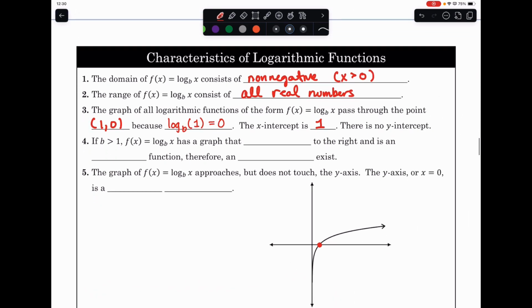Now, if b is a number greater than 1, then f of x equals log base b of x is a graph that increases to the right, and strictly increases to the right, meaning that it's going to be invertible.